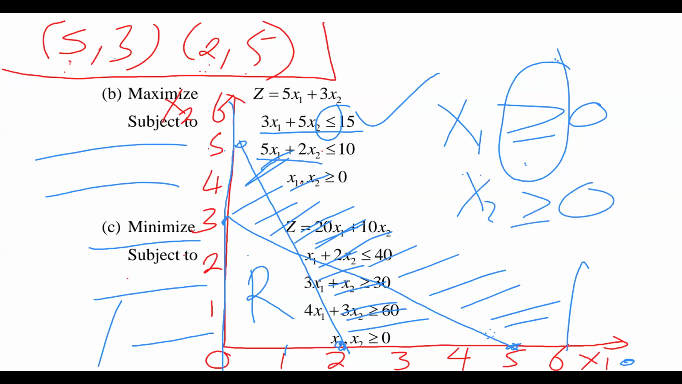And then the other one is x2 is greater or equal to 0. Where is x2 equal to 0? X2 here is 6, here is 5, here is 2, here is 1, here is 0. So it's along the x-axis. You've seen that. It is along the x-axis. Now, where is the wanted region? It's on the greater side.